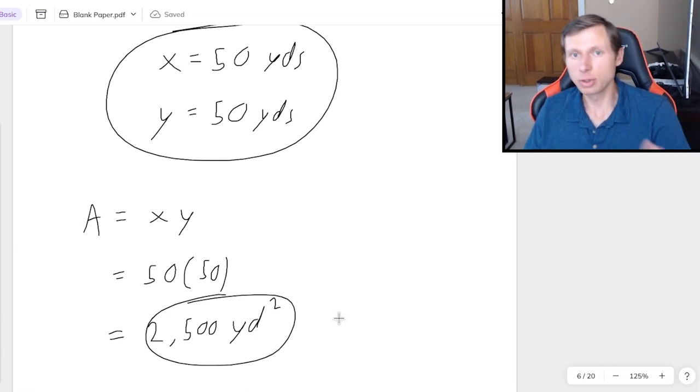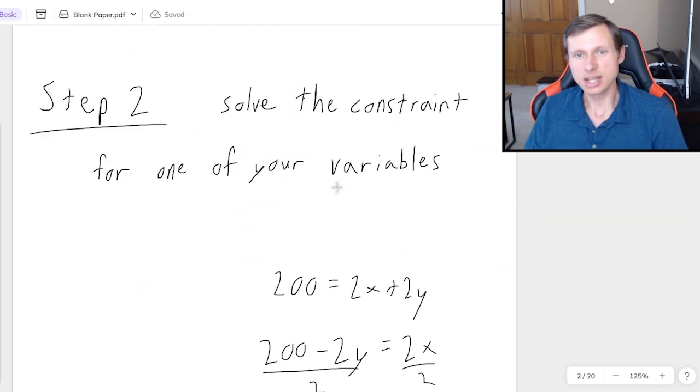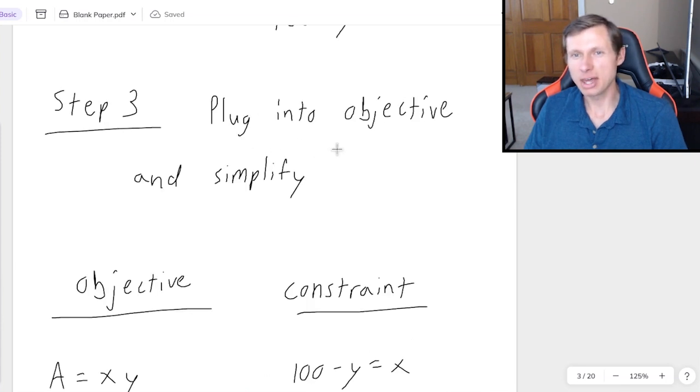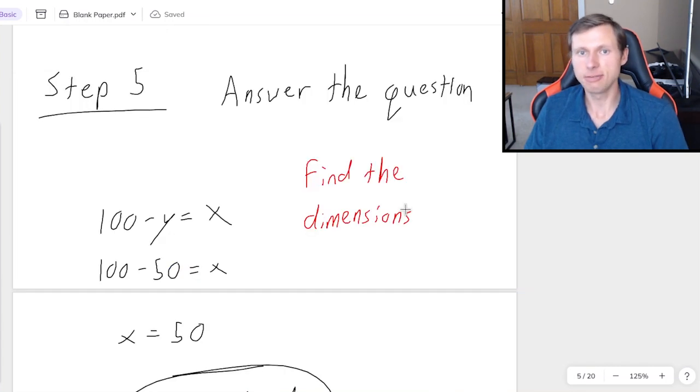And so this is the general strategy we're going to do for all optimization questions. Let me just review real quick. Step 1, write the objective and the constraint equation. A lot of times this is the hardest part of the problem, and you'll see why later. Step 2, we solve the constraint for one of your variables. Step 3, plug that variable into the objective equation and simplify. Step 4, we find the max or min using the first derivative test. And then finally, step 5, answer the question.